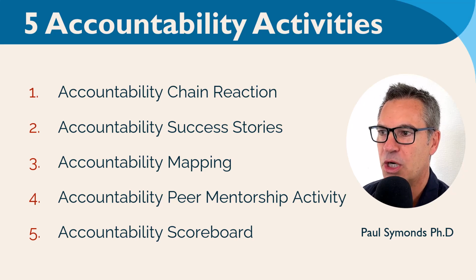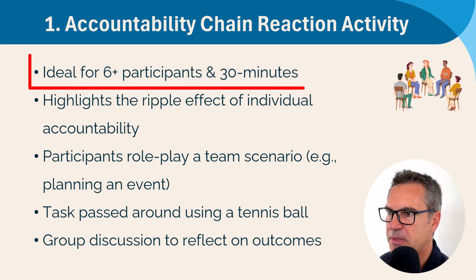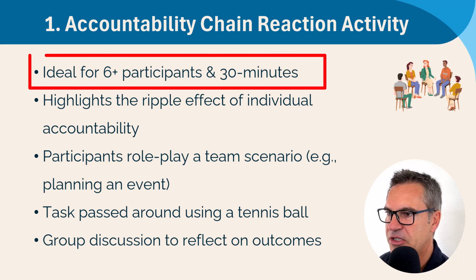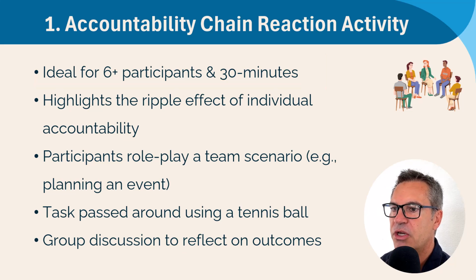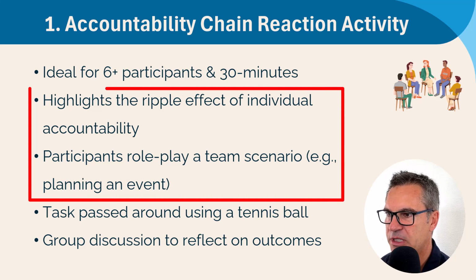Activity number 1, the accountability chain reaction. So this is good for demonstrating each person's accountability within a group. For this activity, I have maybe about 6 participants, so a medium-sized group, allow 30 minutes. What you're going to do is allocate each of these people a specific role. So you're going to take a scenario and then each person would have a role.